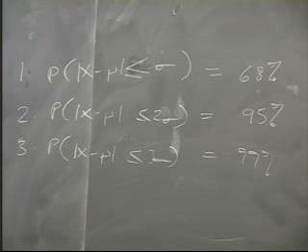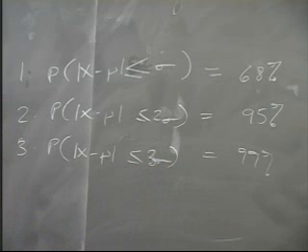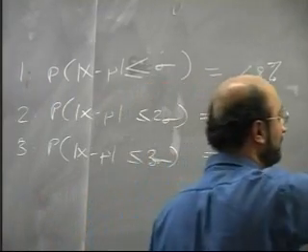So that the value of the variable is within 1, 2, or 3 standard deviations from the mean. Okay, so this is how it shows up in reading a research paper.